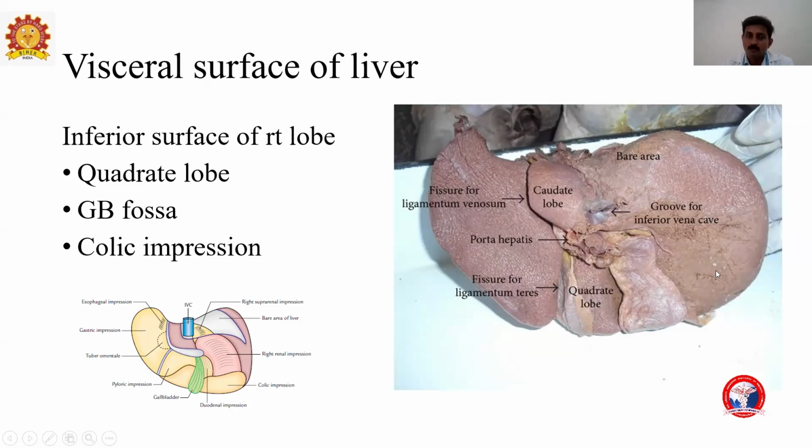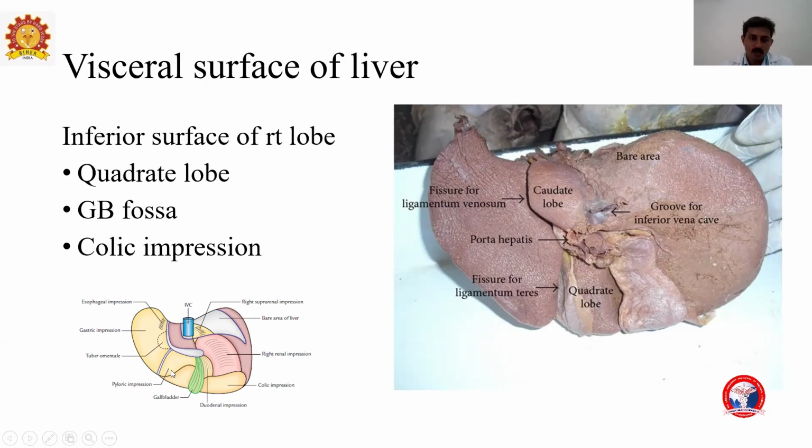On to the right of this, what is the impression? So we are seeing the impressions on the right lobe of the liver: quadrate lobe, gallbladder fossa, then colic impression and renal impression. You can see in this schematic picture, this impression we have seen, gastric impression.